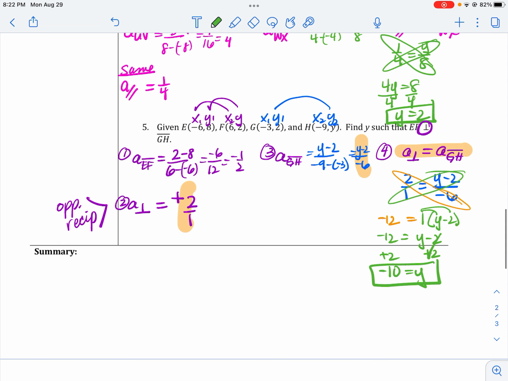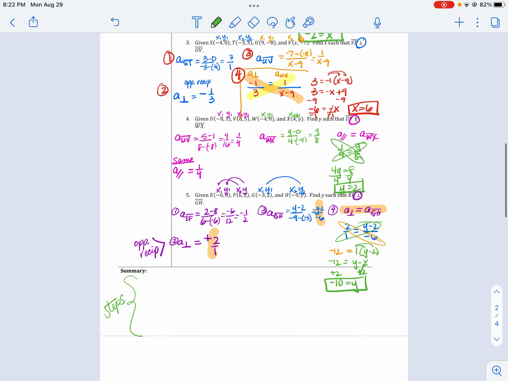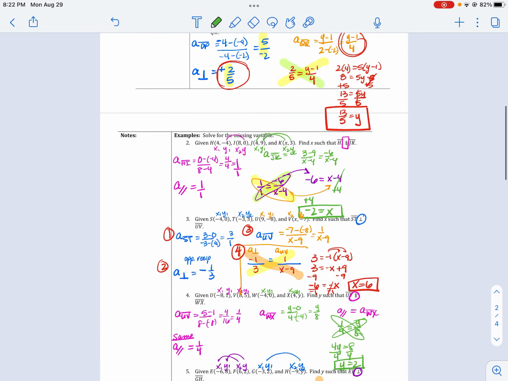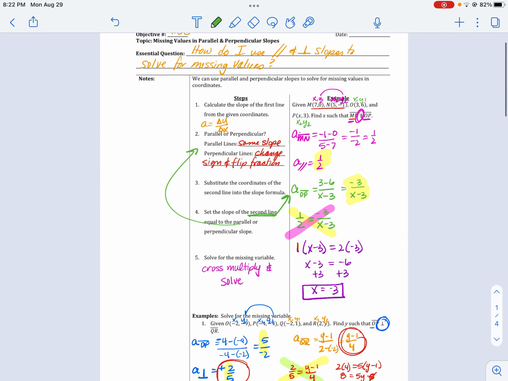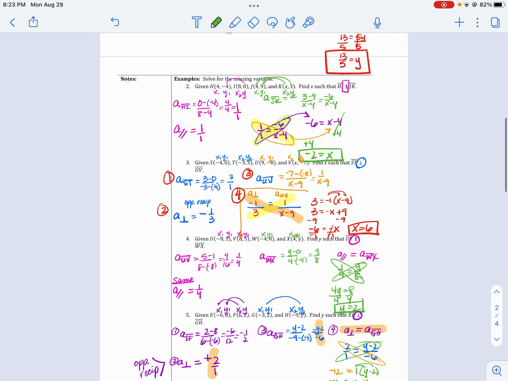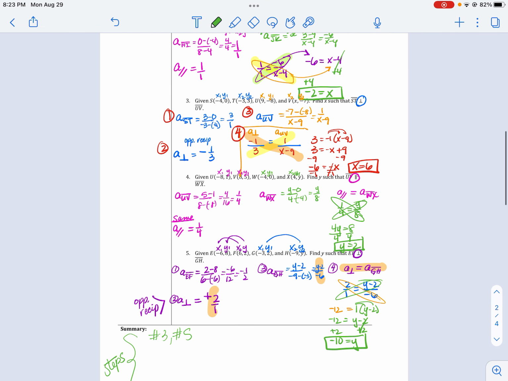So when you write your summary, I want you to think about the steps. In a couple of the problems, at least in numbers 3 and number 5, I kind of listed out what they were as an example. And when you go back to the instructions, they're right here. But I want you to make sure that it makes sense to you, so it has to be in your words so that you can synthesize or absorb the information.